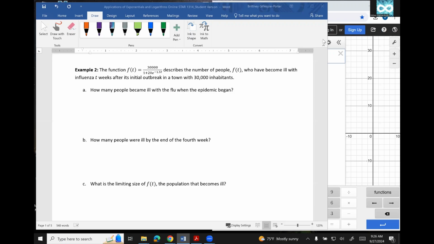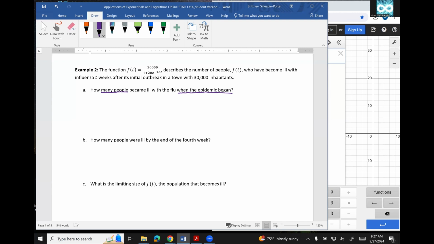All right, let's look at an example of logarithmic regression. We have our function f of t equal to this fraction with an exponential piece in the denominator, describing the number of people who have become ill with influenza t weeks after its initial outbreak in a town with 30,000 inhabitants. We want to know how many people became ill with the flu when the epidemic began.